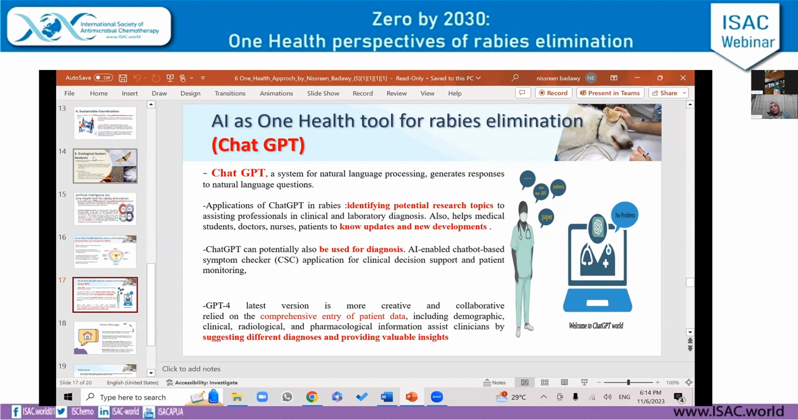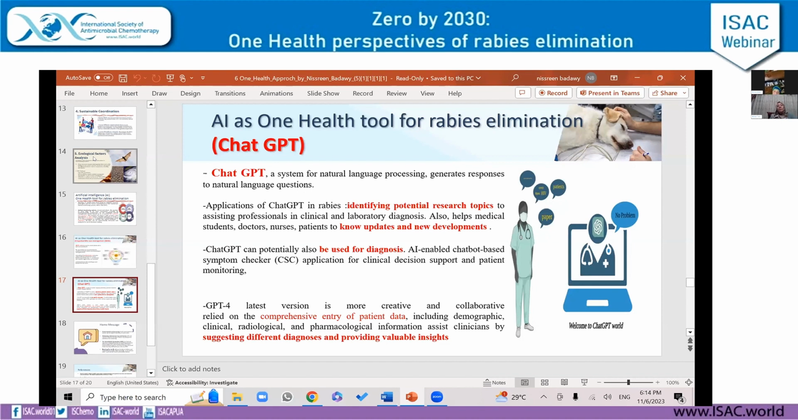Also it helps to enable a chatbot-based system for a symptom checker. It is analyzed by a certain form or questionnaire, recognizing the symptoms with a certain score, then summation of this score to make finally a symptom checker and for final clinical decision, supporting not only the patient but also the doctor in his diagnosis. GPT-4 is the latest version of ChatGPT, more creative and collaborative.